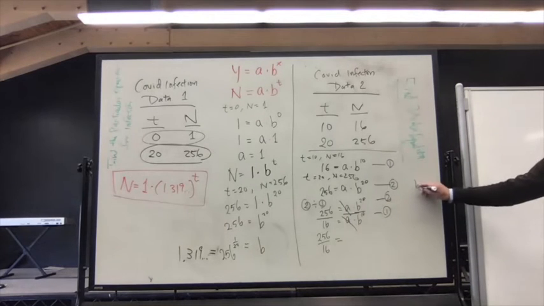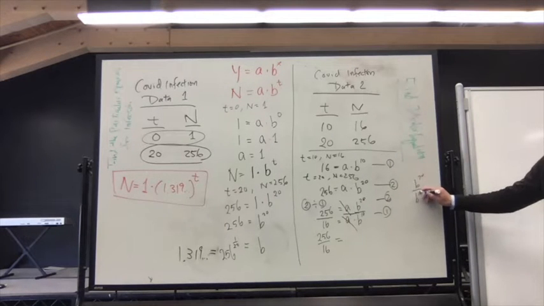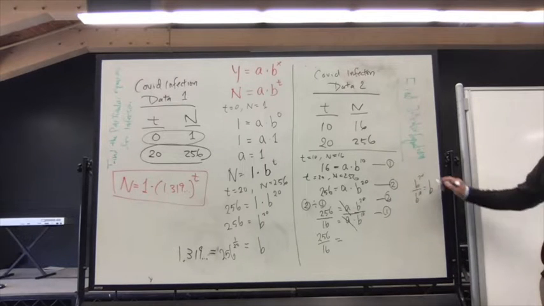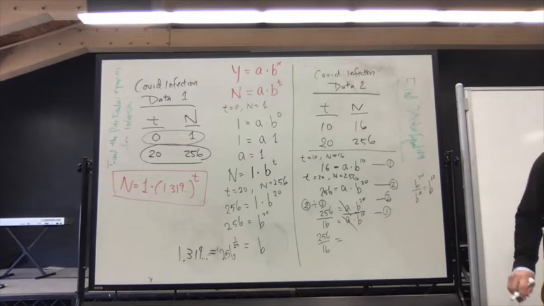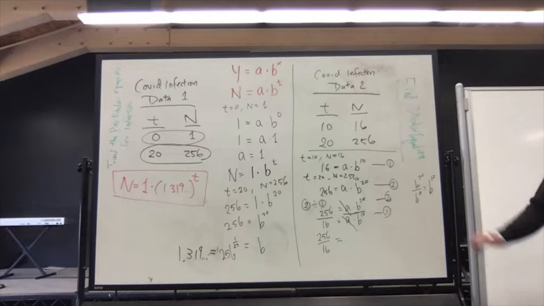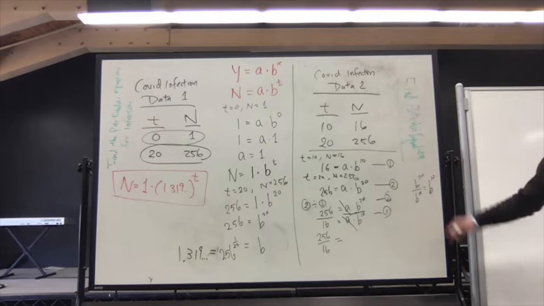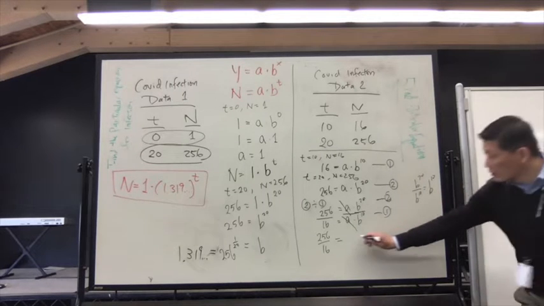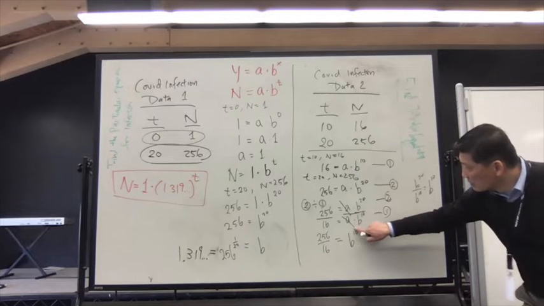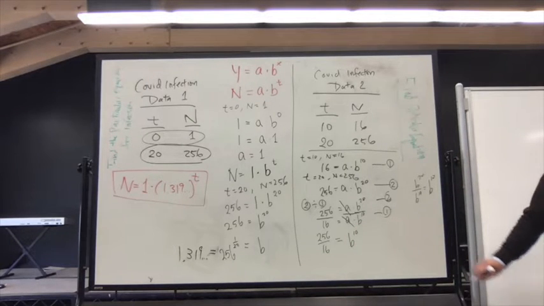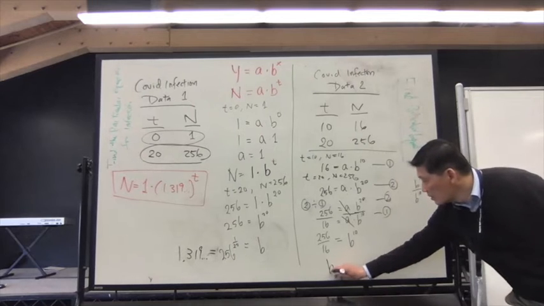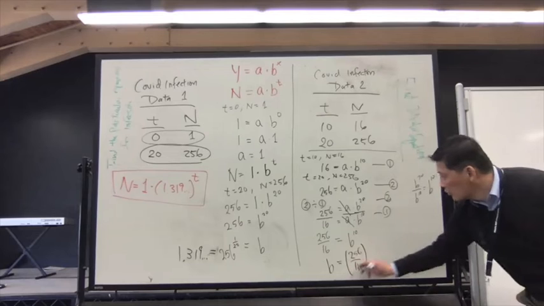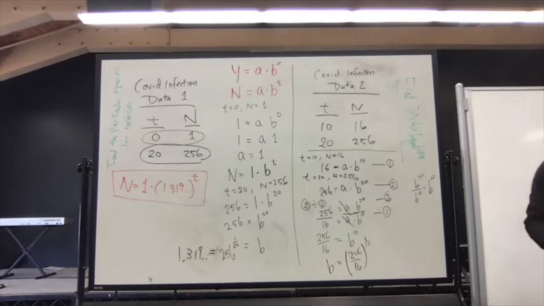Now, b to the 20th power over b to the 10th power is equal to b to the what? B to the 10th power, right? It's division, so you subtract the exponents. 20 minus 10, you get b to the 10th power. So we end up with b to the 10th power. Okay, so what's b then? b is equal to 256 over 16 to the 1/10 power.